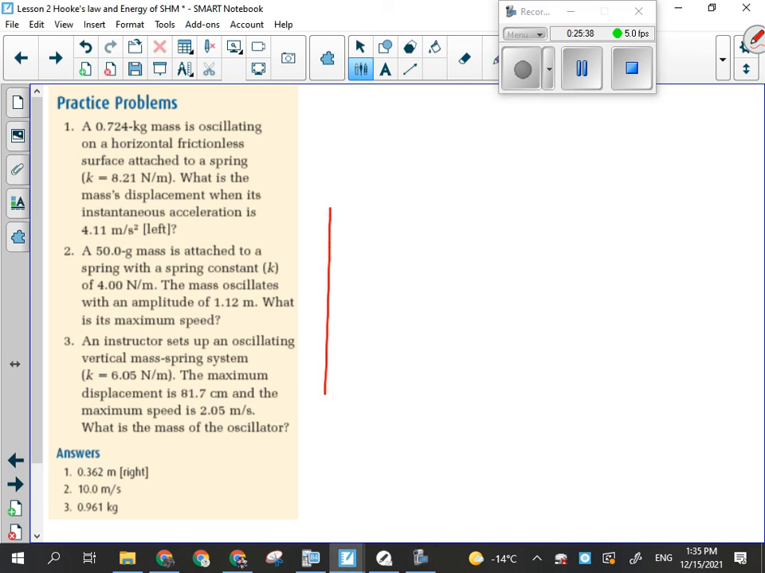Okay, so it's saying the mass oscillates with an amplitude of 1.12 meters. What did we learn amplitude meant on the first day? The maximum distance. So it's saying when the spring is totally stretched, or conversely, totally compressed, it's going to be 1.12 meters from equilibrium. Okay, it's asking what is its maximum speed?